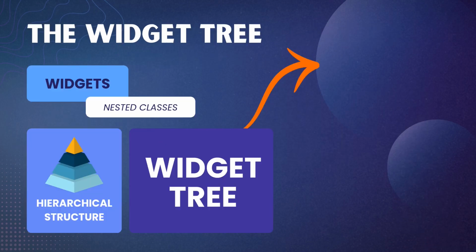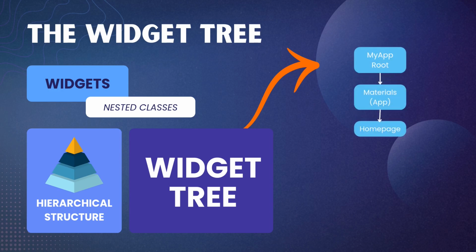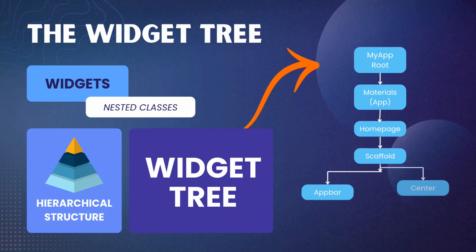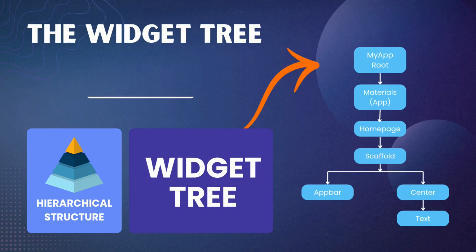The widget tree. Because widgets are just nested classes, they form a structure called the widget tree. Look at this diagram. Every widget is a parent that contains one or more children. The Scaffold widget is the parent that provides basic screen structure. It holds a Center widget, which in turn holds a Text widget that you might want centered on the screen.